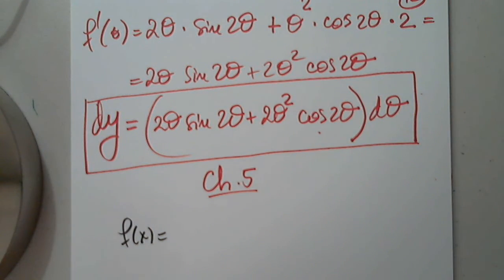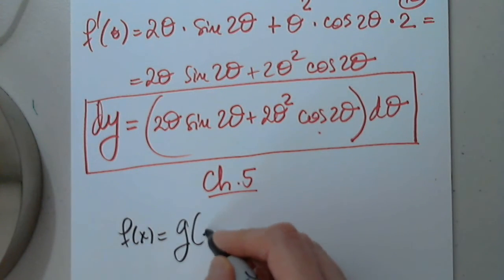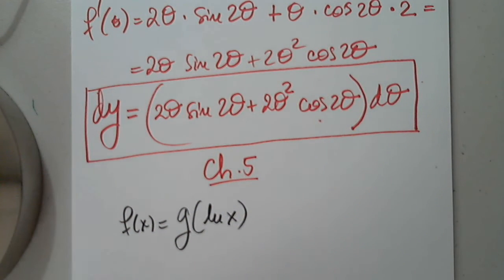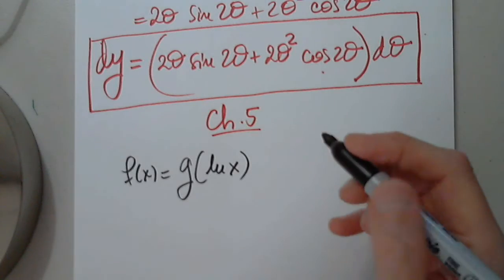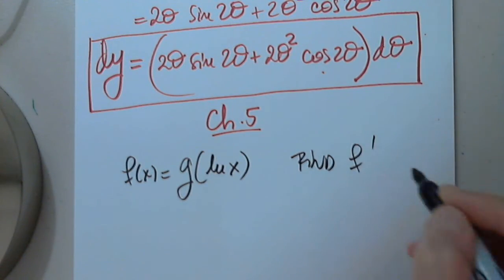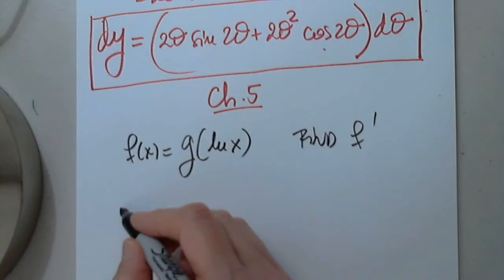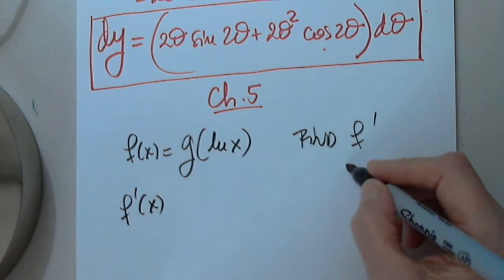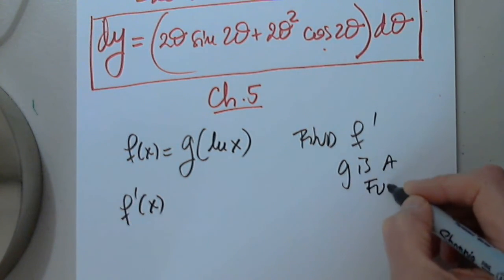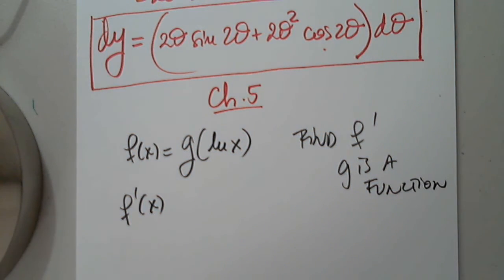We are given f of x, which is a function g of natural log x. And they are asking us to find f prime in terms of g prime. So find f prime. So this is not the differential. We're only asked to find the derivative. Okay, so can anyone tell us how to write this? And remember, g is a function. G is a function.